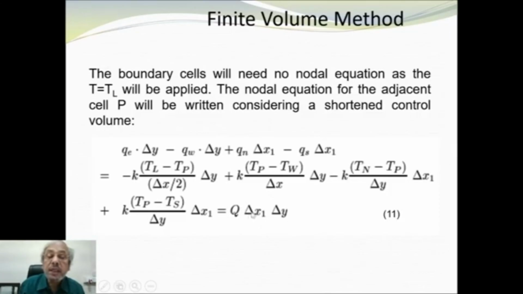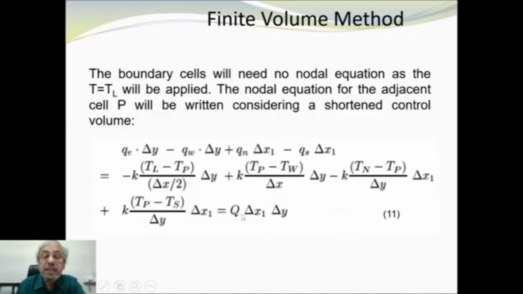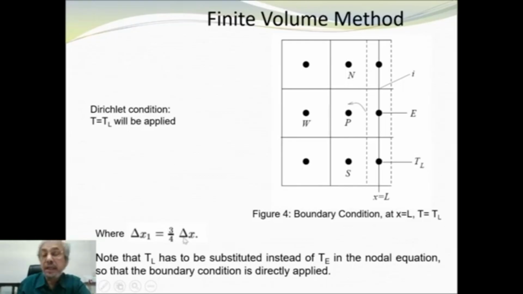Northern neighbor remains the same, southern neighbor expression is whatever we have done earlier, and Q into, but here, for heat generation, the volume is not delta x into delta y, but basically you can see we have written delta x1 is 3/4 delta x. So the heat generation rate is delta x1 into y, not delta x into y. Delta x1 means basically 3/4 delta x.